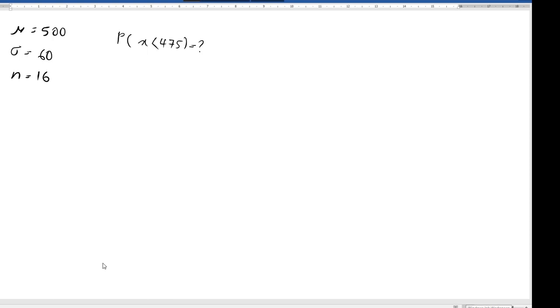Now, as usual, as a good practice, always draw the distribution. That's the mean, 500. X is 475, and probability of x less than 475. So let's choose another color. So basically, that's the probability that I'm interested in.